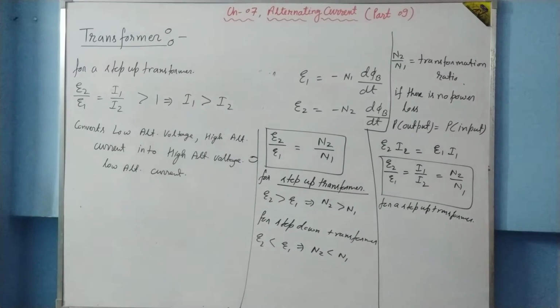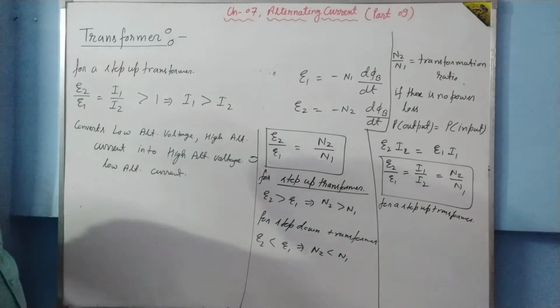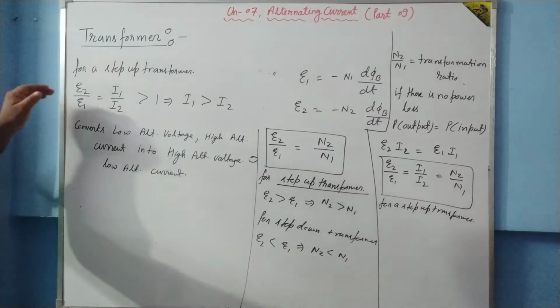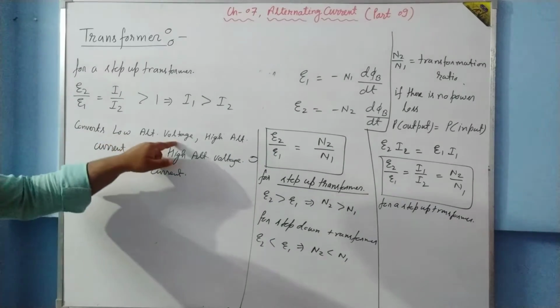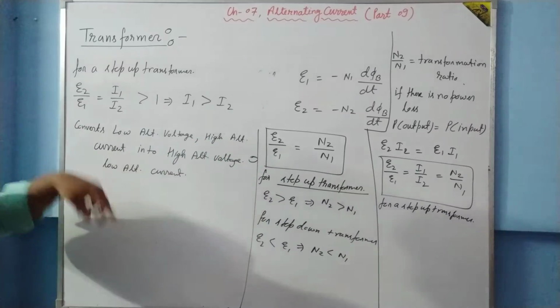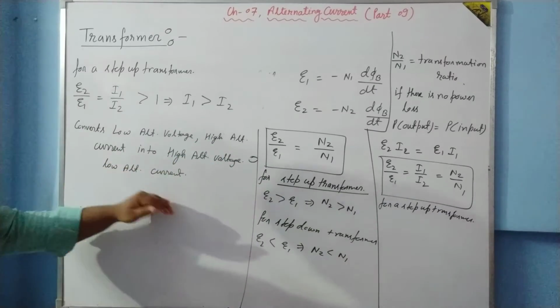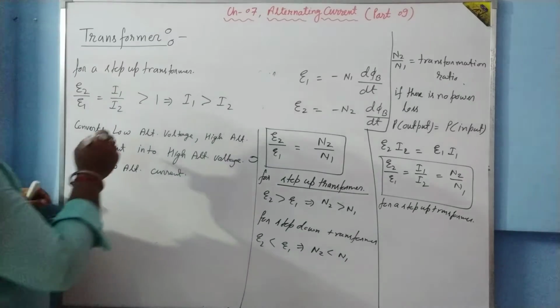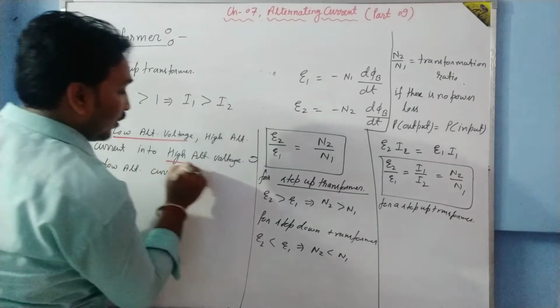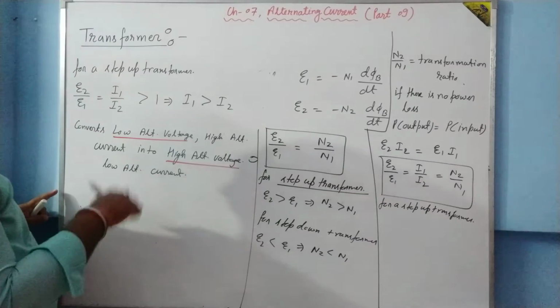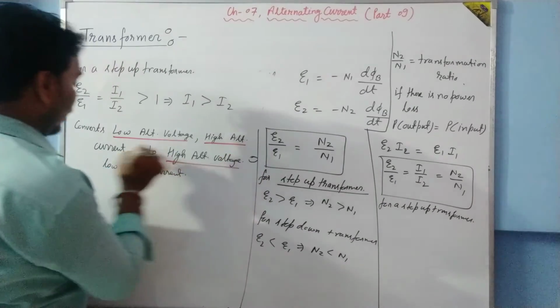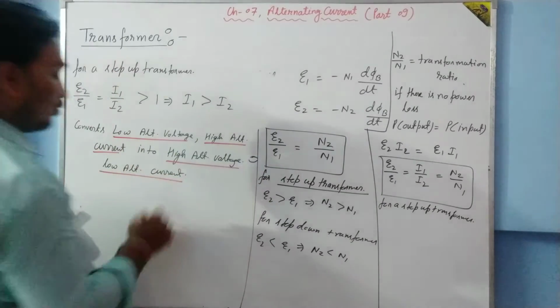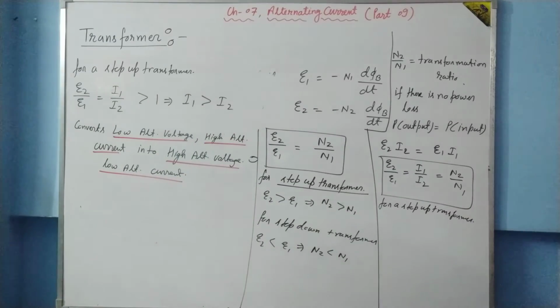A step-up transformer converts a low alternate voltage into a high alternate voltage. The complete statement is: a step-up transformer converts low alternate voltage, high alternate current into a high alternate voltage and low alternate current. Just see, low alternate voltage is converted into high alternate voltage, but at the same time the current is converted into low.